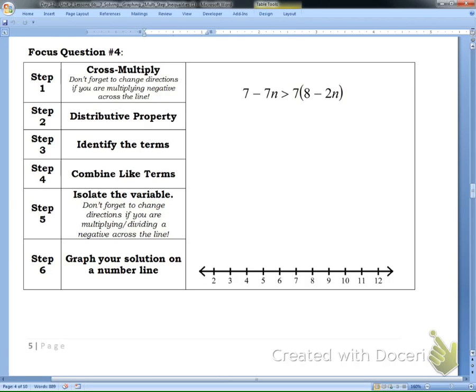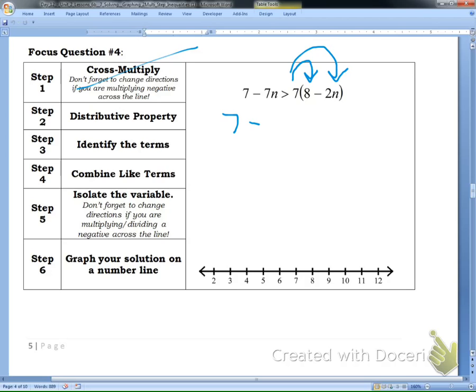Okay, last example before you get to practice these. Looking at the problem, 7 minus 7n is greater than 7 times the quantity 8 minus 2n. I do not see any complex fractions, so I don't need to cross multiply. I do see parentheses, so I do need to distribute. I have a 7 that I need to multiply to every term inside those parentheses.